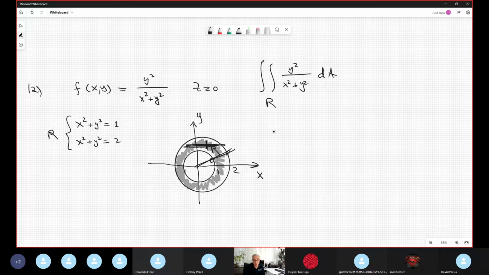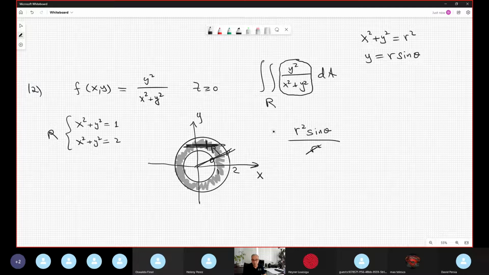It's obvious, right? See, in polar, we are doing it step by step. Step number 1, changing the integrand function to polar. Well, I know that x squared plus y squared is r squared. And I know that y alone is r sine theta. Therefore, y squared over x squared plus y squared is r squared sine squared theta divided by r squared, and r squared is cancelled. Wow, so my integrand function is just sine squared theta.